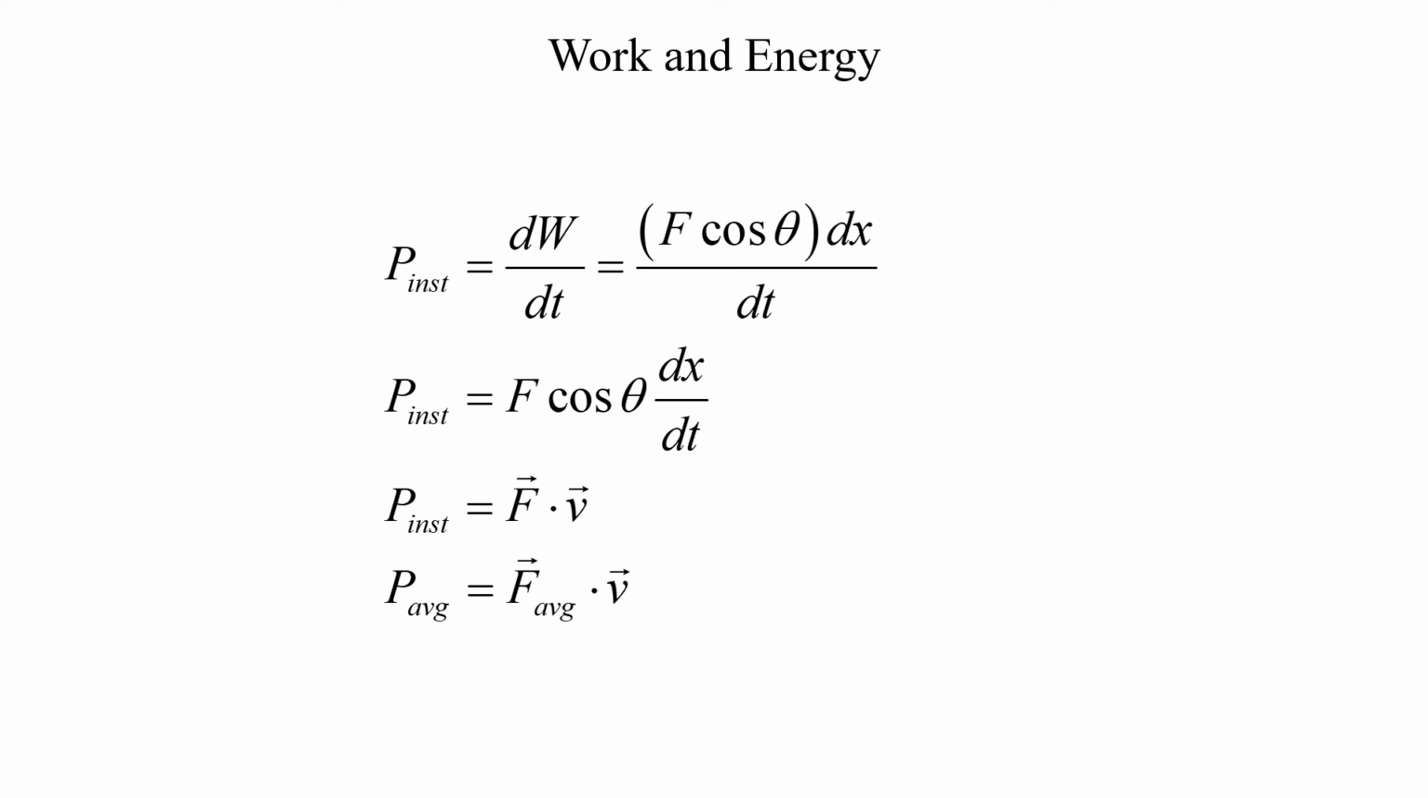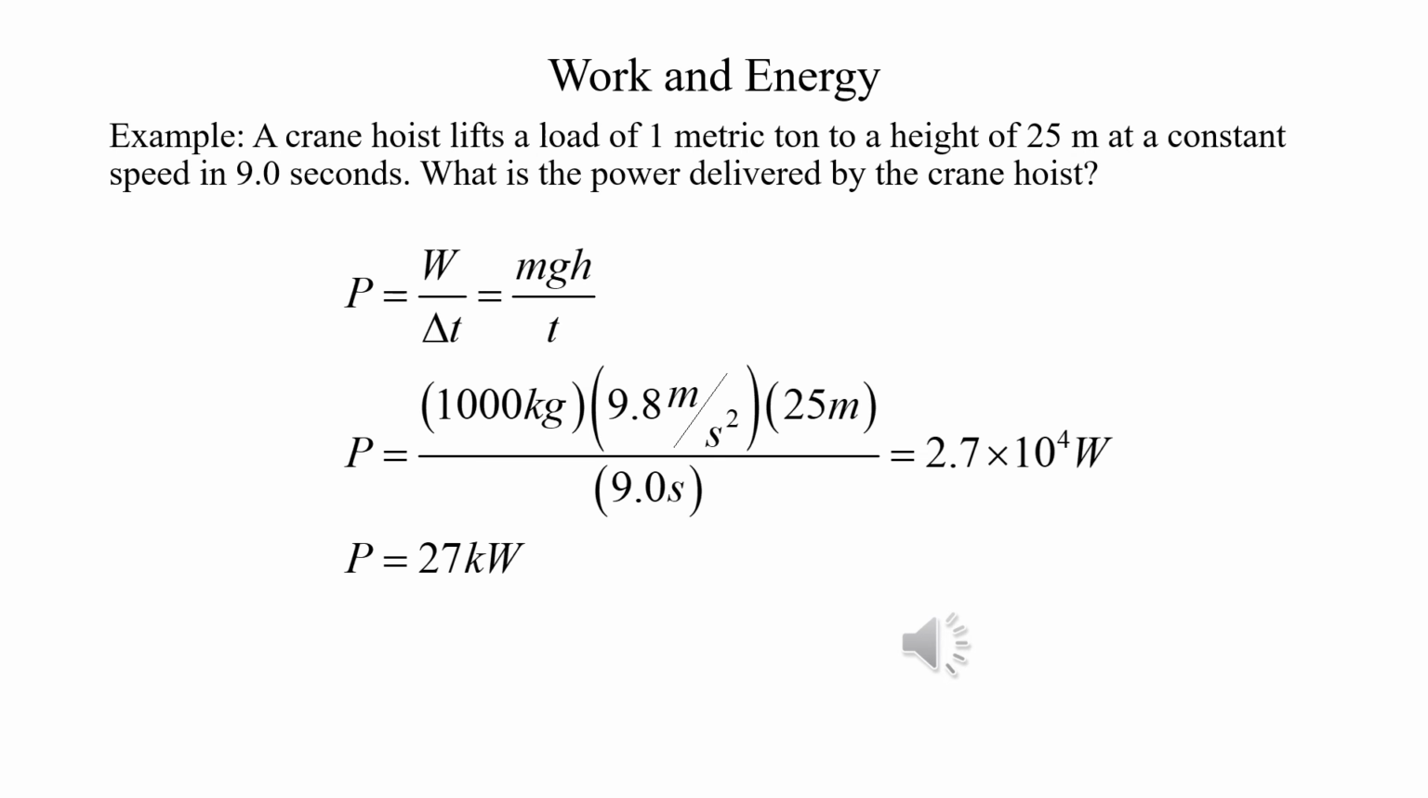So we could write instantaneous power then as F dot v, where we take the force vector dotted into the velocity vector. So instantaneous power is F dot v, and average power is F average dot v. So this is another way that we can look at power. All right, let's look at an example.